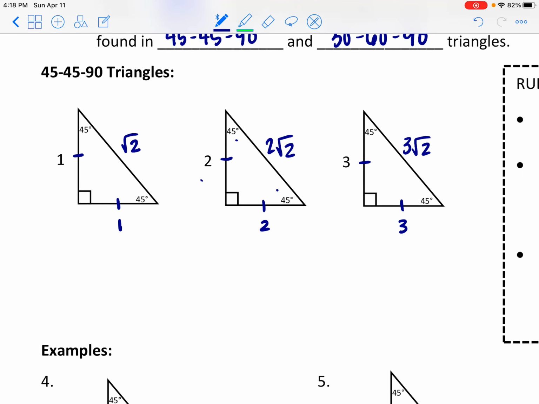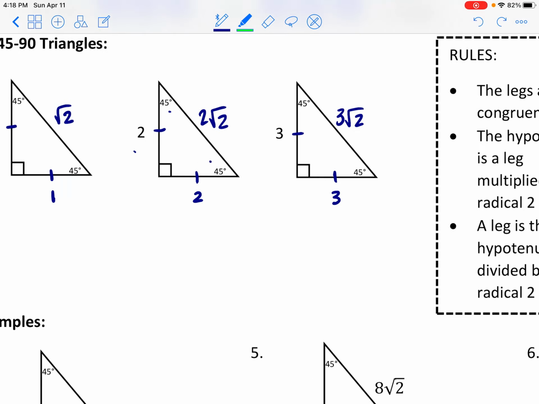the Pythagorean theorem, because there are patterns occurring with these sides. Notice in the first triangle, side length of 1, side length of 1, and 1 radical 2 for the hypotenuse. Side length of 2, side length of 2, and 2 in front of the radical 2 for the hypotenuse. The leg is 3, the leg is 3, and then it's 3 in front of the radical 2 for our hypotenuse. That pattern is going to occur every single time we have a 45-45-90 triangle.